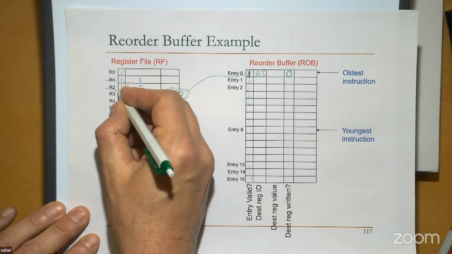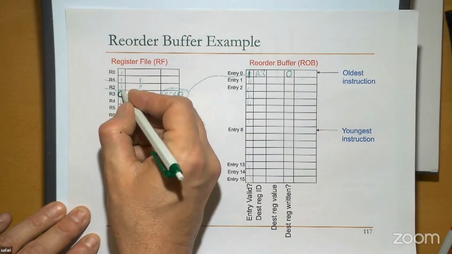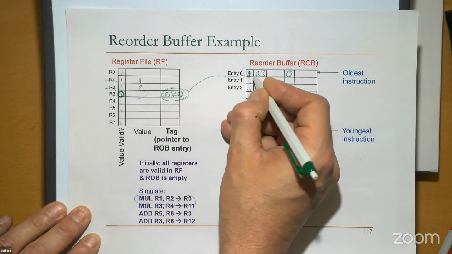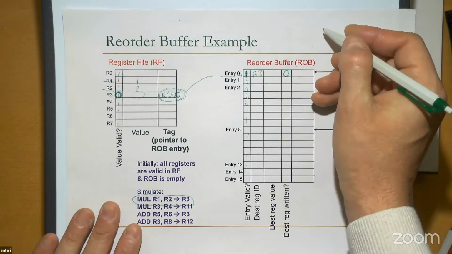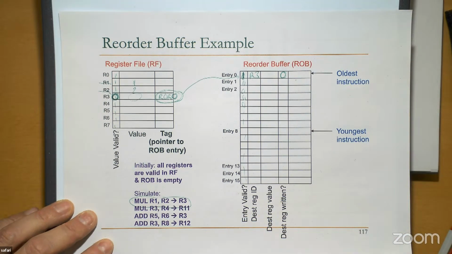What I've done is I've linked all future references to register 3 to reorder buffer entry 0, telling them, I don't have the value for you. Go check reorder buffer entry 0. If it's there, take it, because that's the instruction that's producing your value. If it's not there, wait for it. It's going to produce it and get it from there. So that's the idea over here. And this is purely, there's no content addressability over here anymore. So let's take a look at how this works.